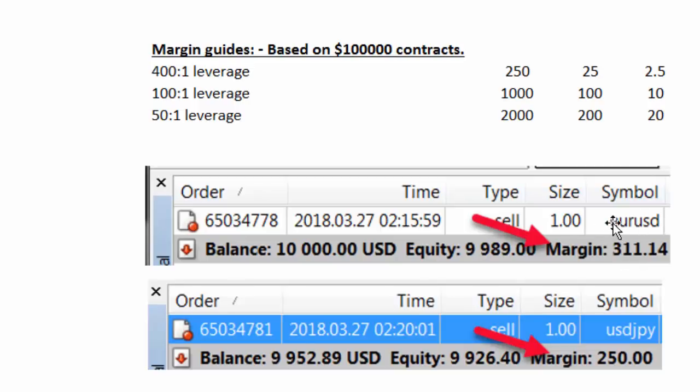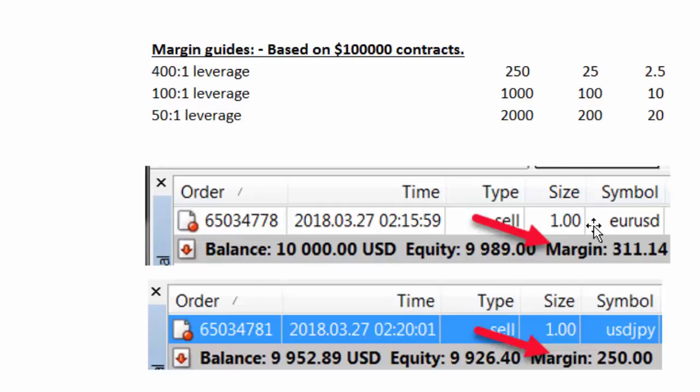Some base the margin on the euro, which is the first currency. Some base it on the second currency, which is the USD. So some brokers will be different, but in general, you need to check every single currency with your particular broker. So here we are. I need $311 if I'm trading a live account. And this account has a 400-to-1 leverage. So already those figures I need to adjust to fall in line with my broker.